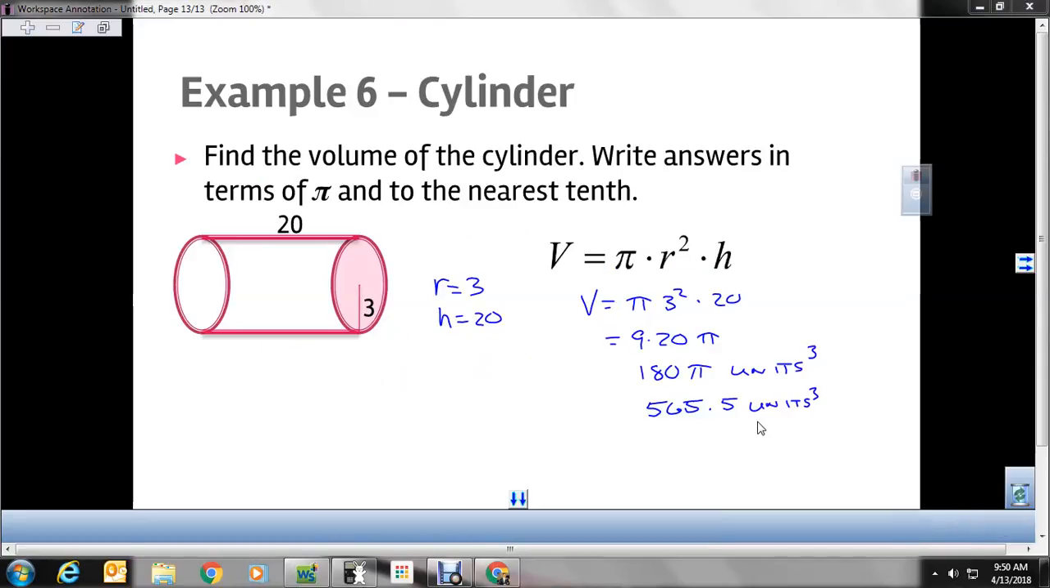And then the last one, example 6. Give us the radius of 3, a height of 20. The distance between my two circular bases is 20. So plug it in. Pi times 3 squared times 20 gives us 9 times 20 pi, which gives us 180 pi units cubed. And then the next part is round to the nearest tenth, which means we're going to get 565.5 cubic units.